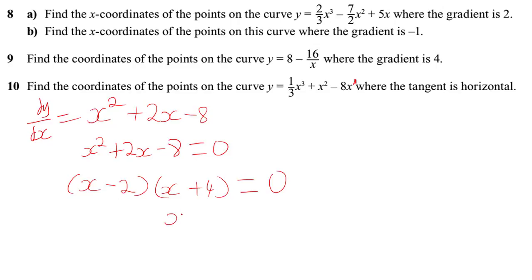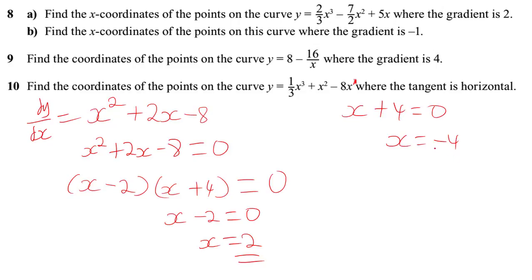Now, once you factorize that, then that means that either the first bracket is equal to 0, in which case x is 2, or the second bracket is equal to 0, in which case x is going to be equal to negative 4. Okay, so find the coordinates of the points on the curve where the tangent is horizontal. So two things that we found. We found that x is 2 on the first point and x is negative 4 for the second point.